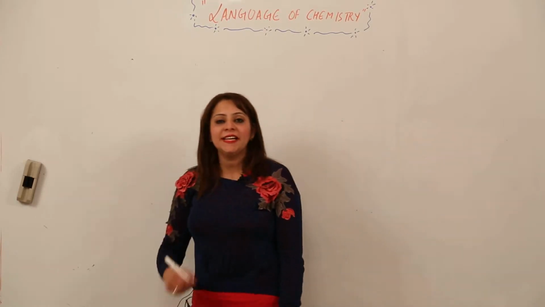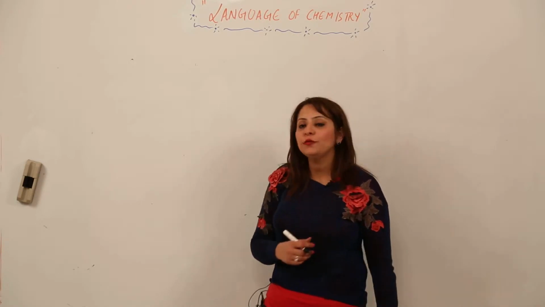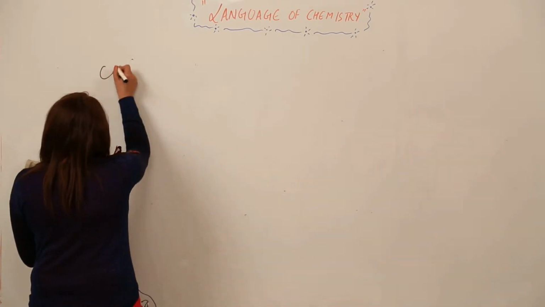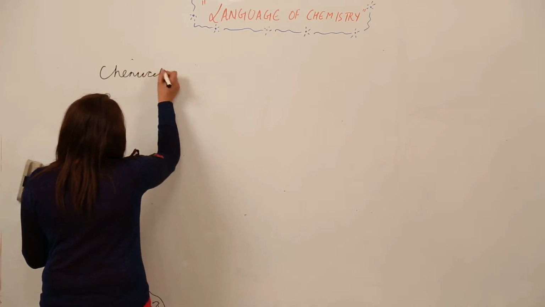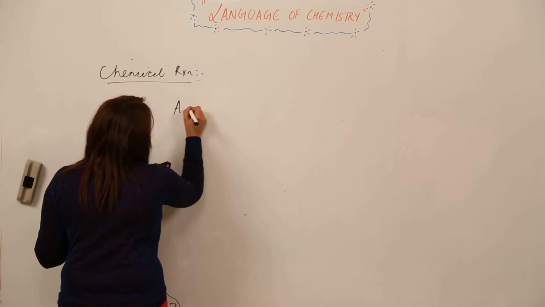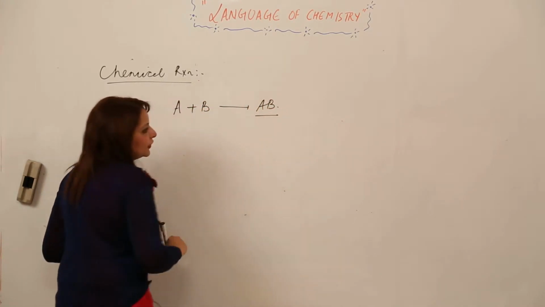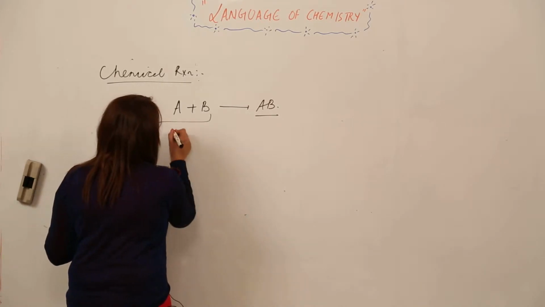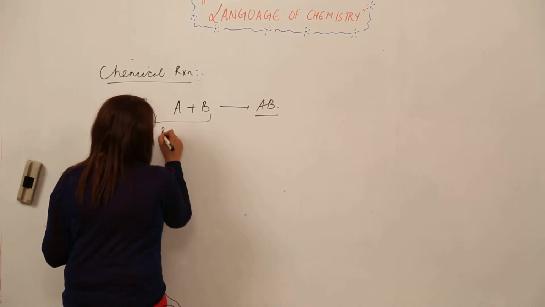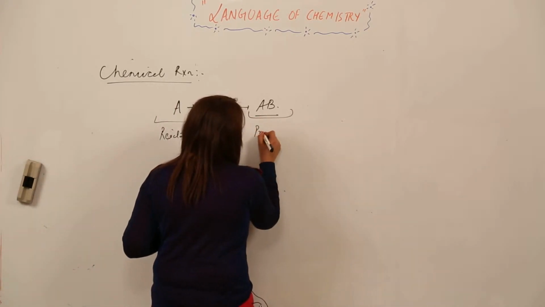Now we will be using the chemical formula in the chemical reaction. So first of all, I want to make you familiar with the chemical reaction. See, what is the chemical reaction? Chemical reaction is actually a process in which two or more substances are simply mixed to unite to form a new substance, right? The substances which we mix are called reactants, and the new ones that are formed are called products.